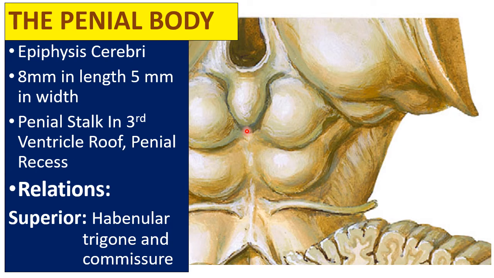Now we need to study the relations of it. So how to identify that? Superior to this pineal gland or pineal body, we can identify a triangular area. That triangular area is the habenular trigone. And here you can see the habenular commissure. Superiorly you can identify the right and left habenular nuclei, which are also connected by fibers called habenular commissure fibers. And here you can identify the third ventricle roof, and this is the habenular trigone.